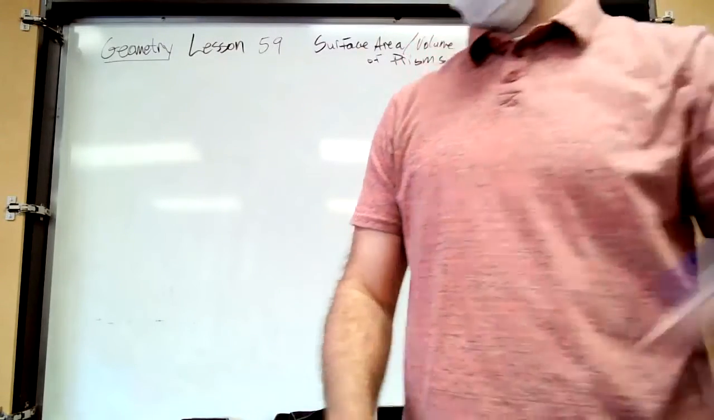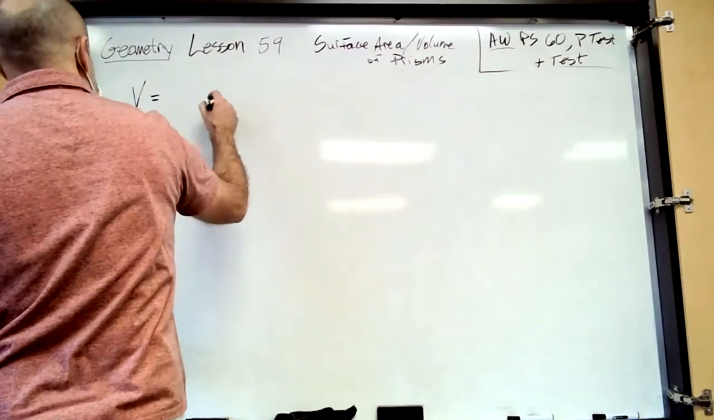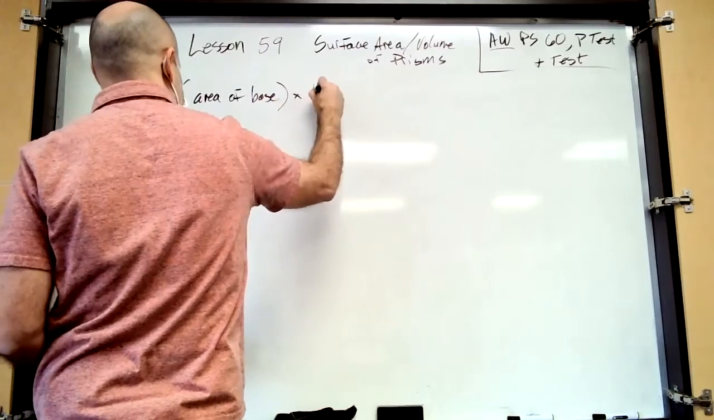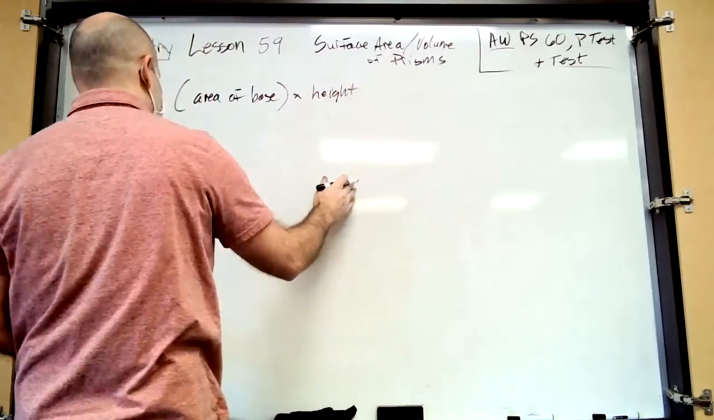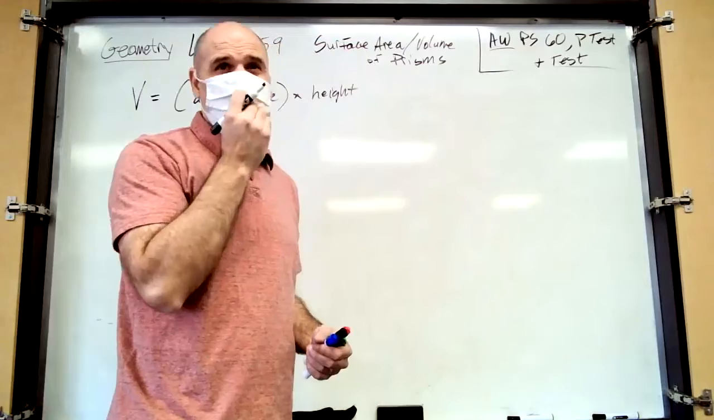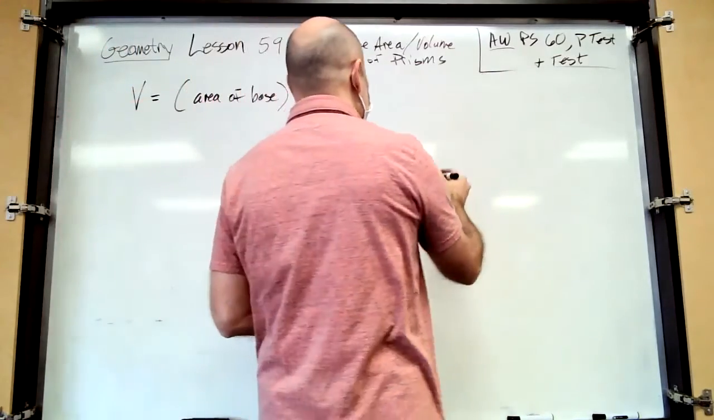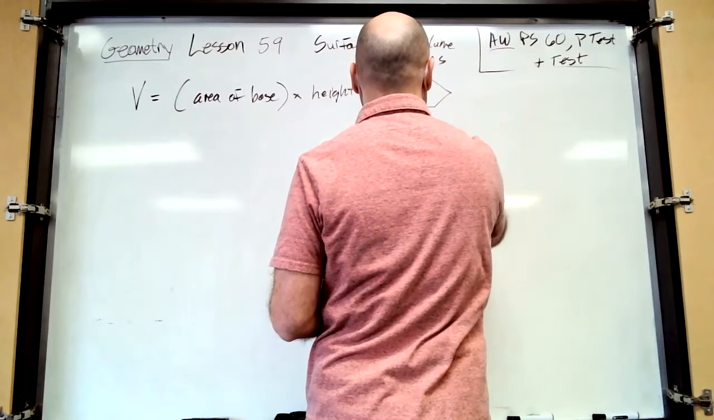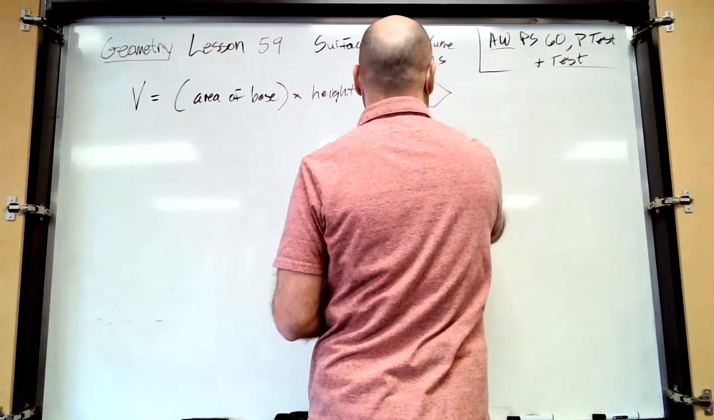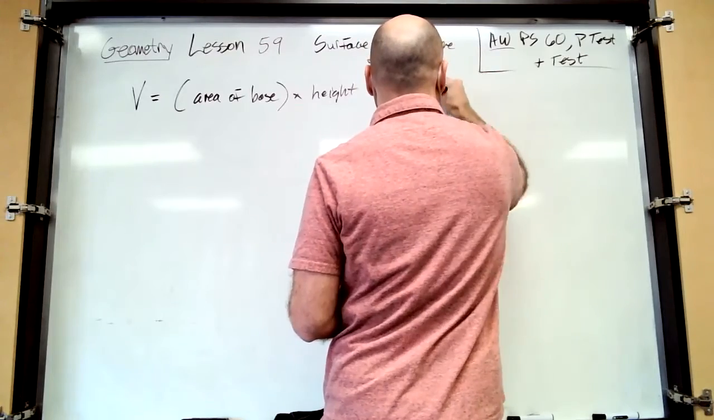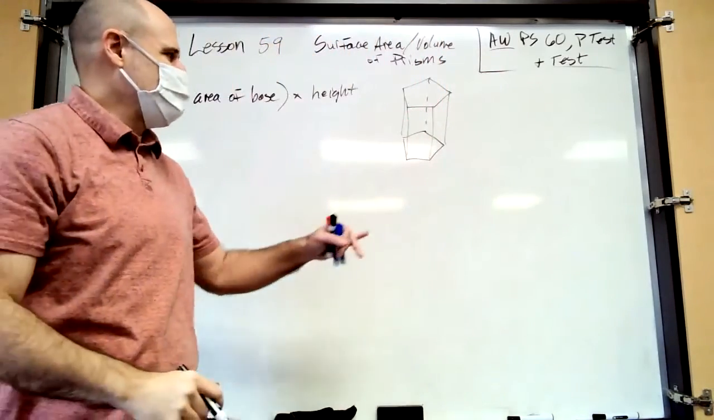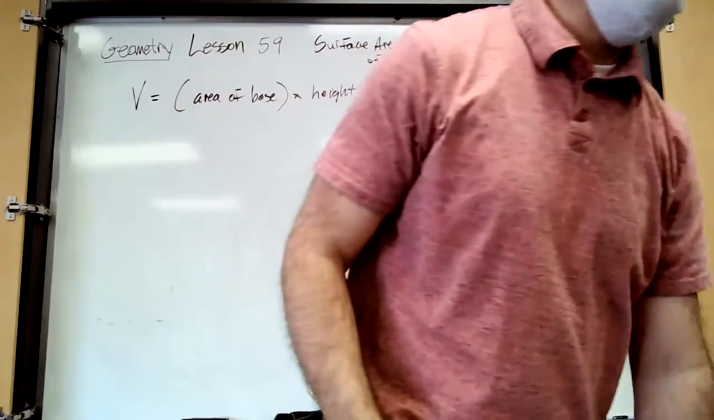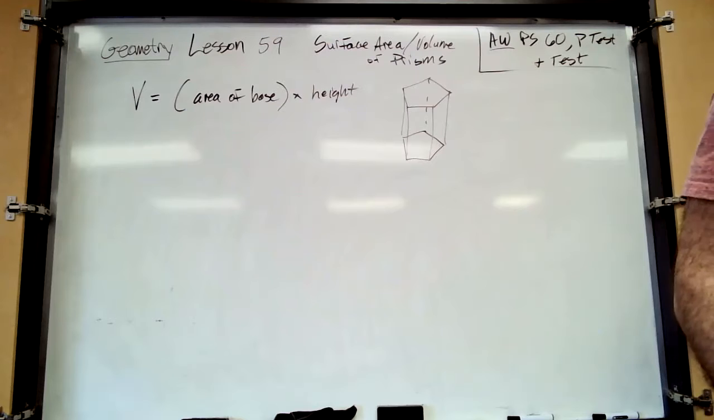So in short, I'll just give you the formulas. Volume equals area of base times height. And that's true for cylinders as well. But if I had a pentagonal prism, you have to find the area of this base and multiply by the height because it's the same amount of cubic units on the floor, the same shape all the way up.